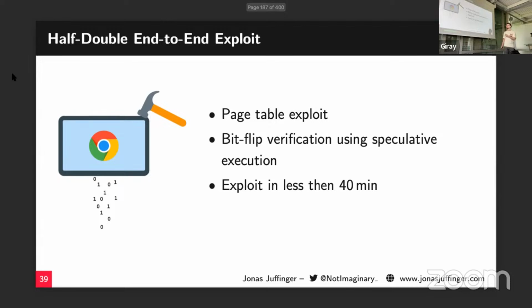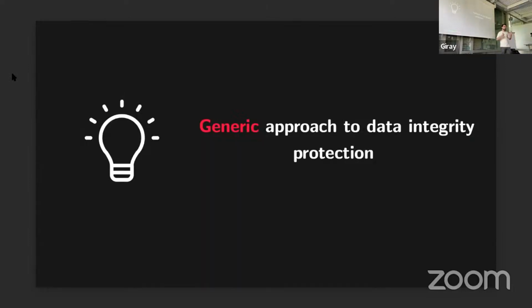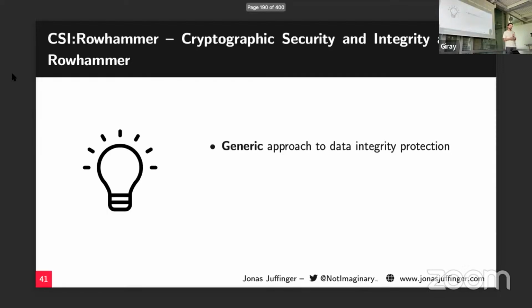So we exploited that. And this is a problem. We have these 3 characteristics which basically all RowHammer mitigations are based on. And apparently this does not work. Basing RowHammer mitigations on specific characteristics, thinking about RowHammer too much when implementing RowHammer mitigation, apparently is a bad idea. And we tried to rethink RowHammer mitigations. We wanted a generic approach to data integrity protection. So don't care where the bit flips come from. It could be RowHammer, RowPress, cosmic rays. We don't care. We just want to protect data integrity.